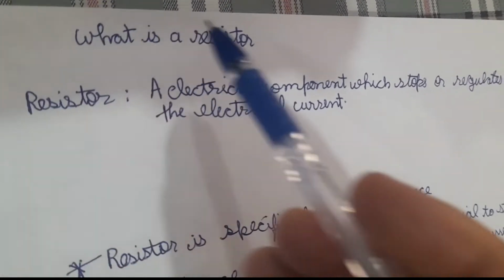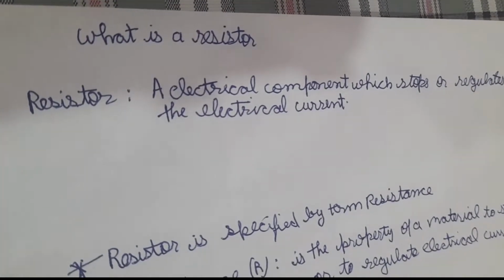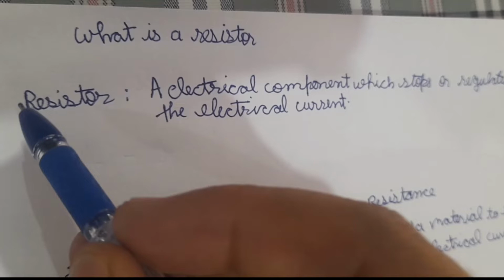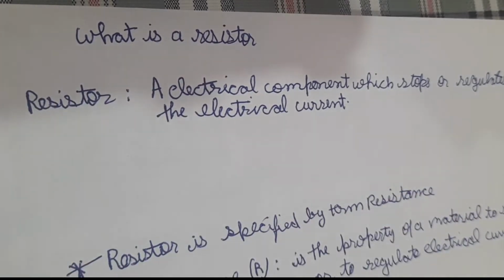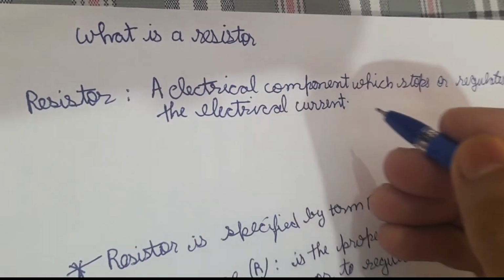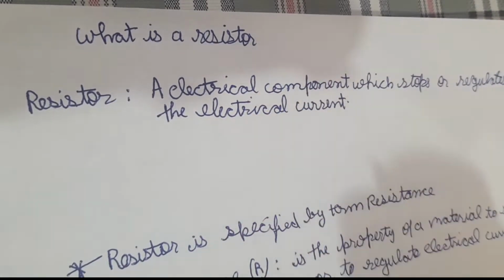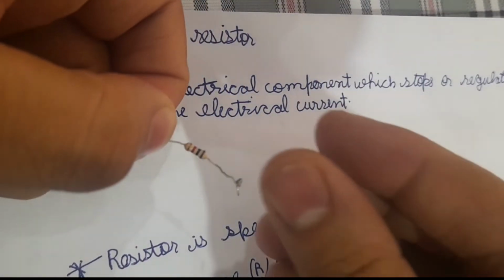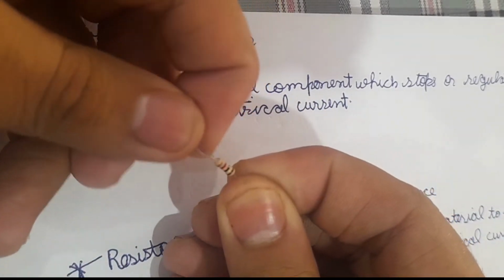So what is a resistor? To put it quite simply, I have written the definition of a resistor over here. A resistor is an electrical component which stops or regulates the electrical current. A resistor is a very common component. You can find it in a radio, in a mobile, or in a laptop. You can find it in every electrical device. It looks like this. You can see this is a resistor.